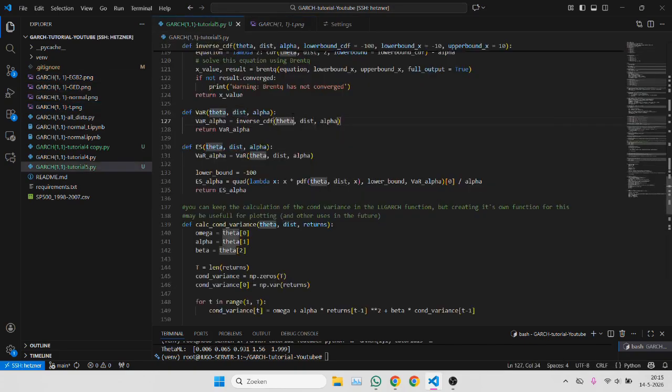So this was it already. It's really easy to implement when you have the value at risk. It's just taking an integral, that's all.